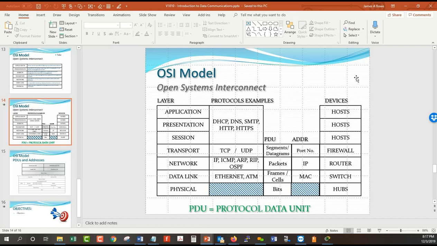But Ethernet uses frames. And then in the physical layer, we've got bits. Again, you should also be aware of where we use different types of addresses. Port addresses are used up in the transport layer. IP addresses are used in the network layer, and MAC addresses, as in Ethernet frames, are used in the data link layer. Then devices.